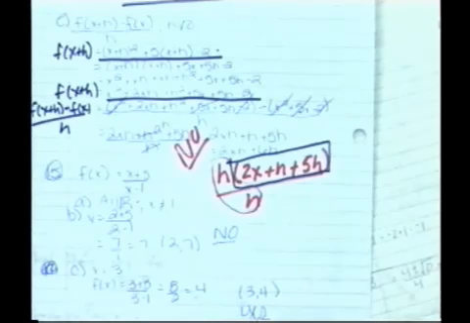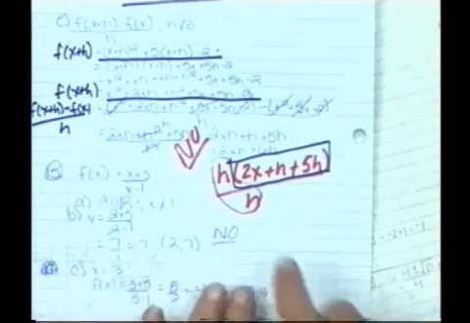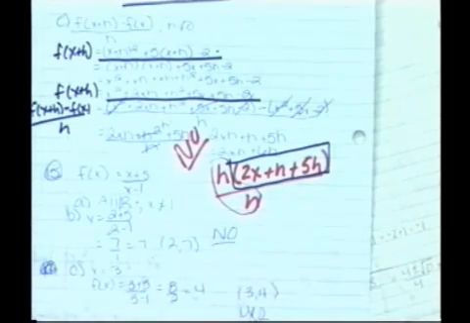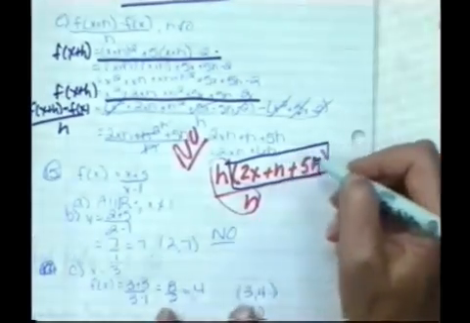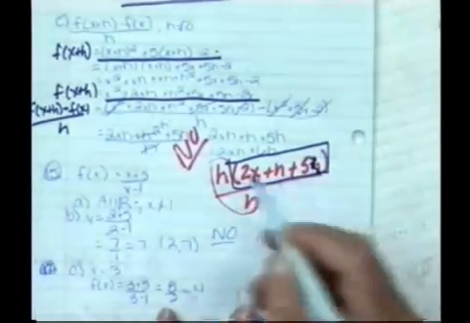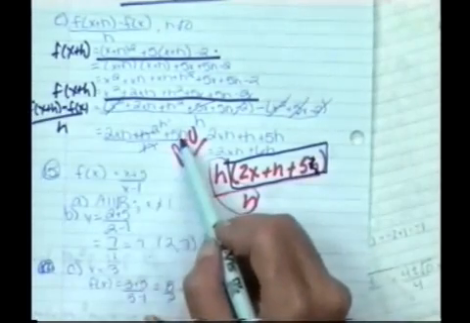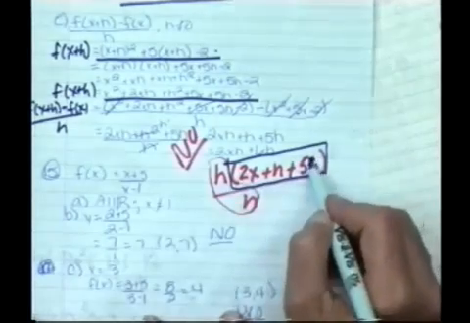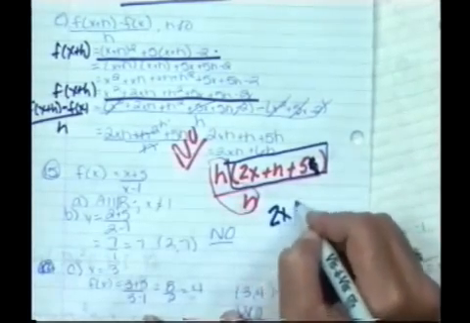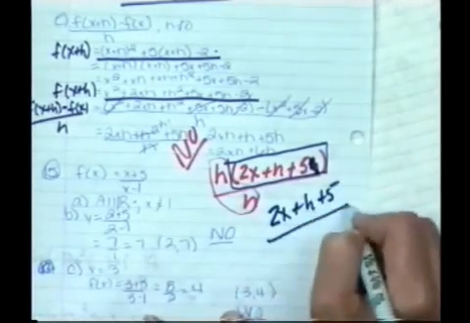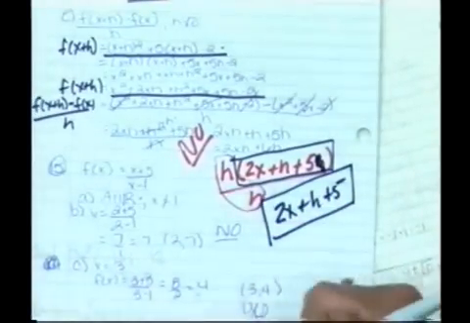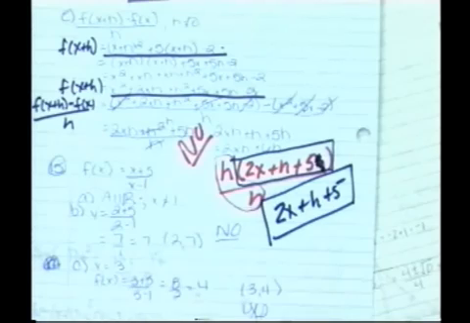Yes? Why is there still 5h? Wouldn't it just be plus 5? The reason it's there is because I made a mistake. That should not be there. Thank you. When I factored an h out of the numerator there, there was no 5. So the final answer is 2x plus h plus 5. Thank you very much for correcting me. I appreciate it. Everybody good?